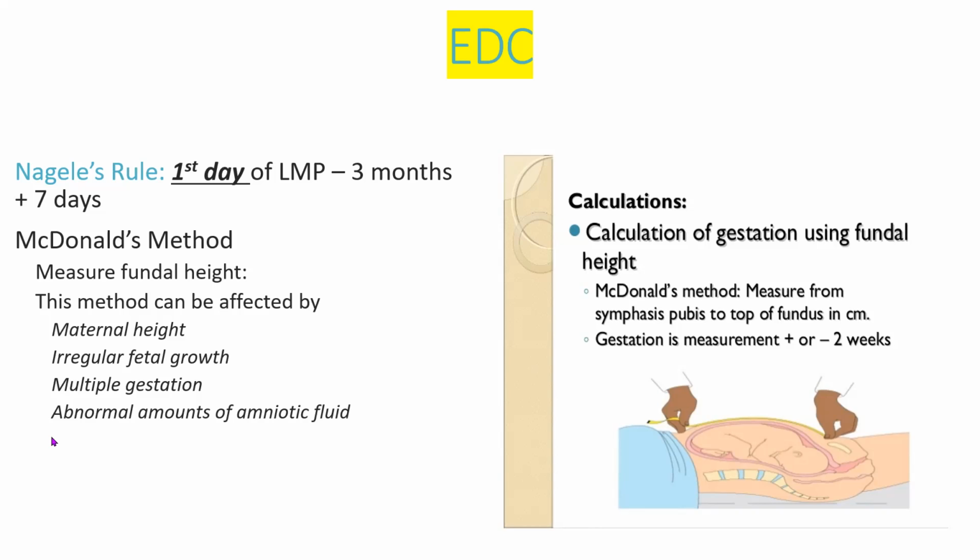This can be affected, though, by our maternal height, if they're having irregular growth, if there's maybe twins in there, or if there's abnormal amounts of amniotic fluid. And on the right would be kind of what the McDonald's method is. It's really helpful when it's in the 20s. You know, it's like 22 weeks, if it's 22 centimeters, things like that. So keep going.